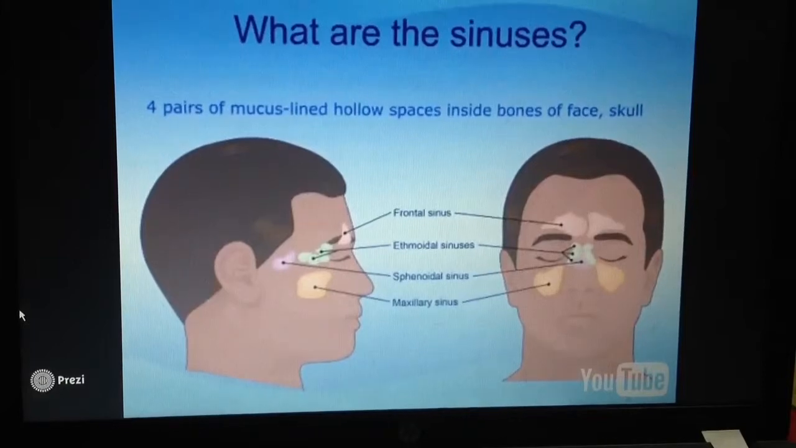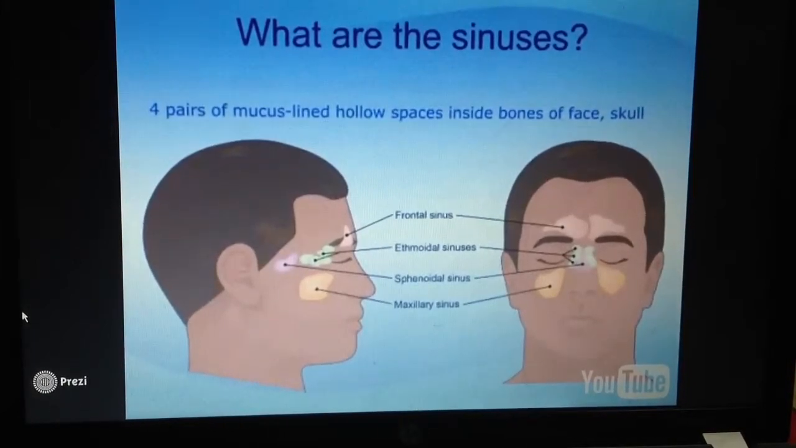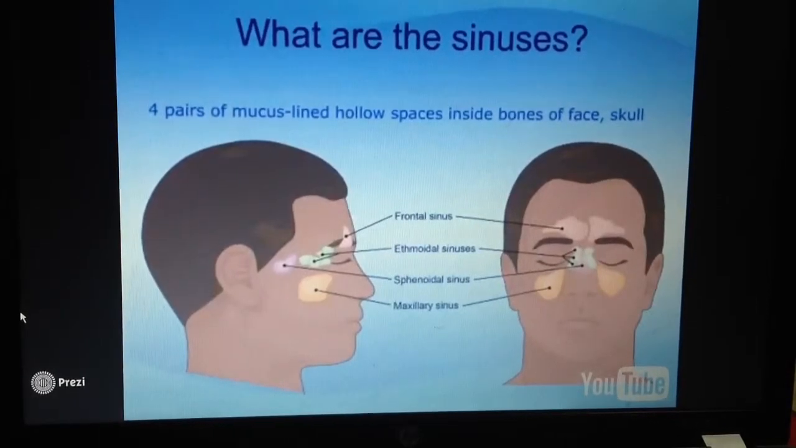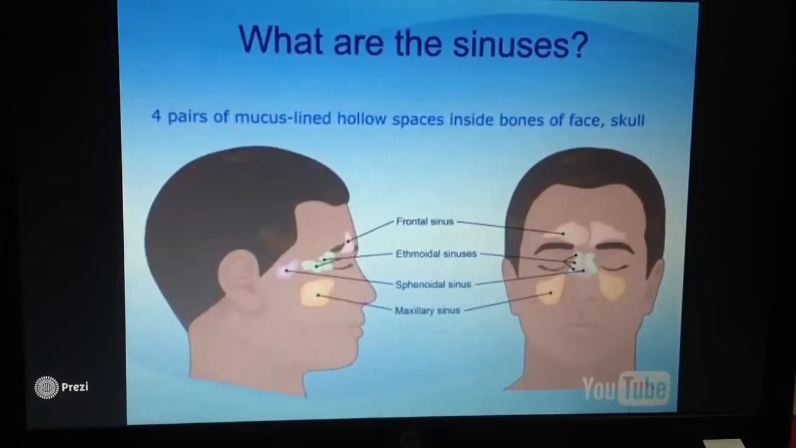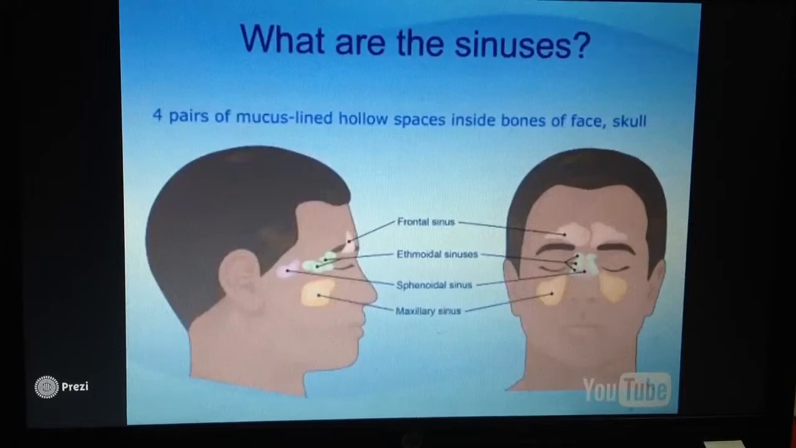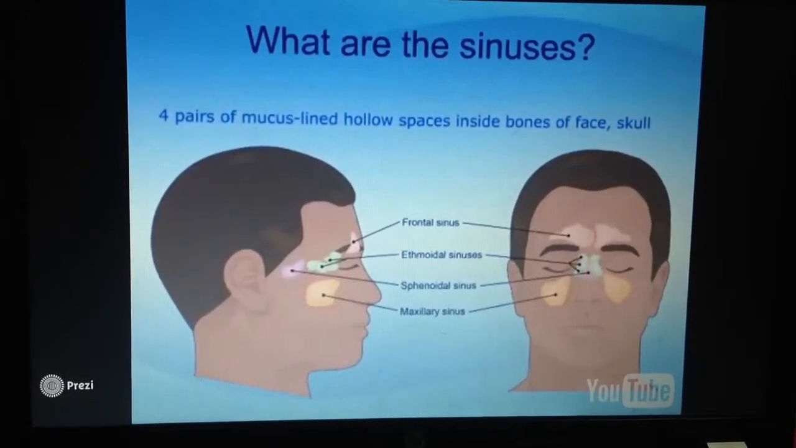Though their exact function is unknown, it is thought that the sinuses help to warm, humidify, and filter inhaled air, regulate pressure within the nose, contribute to immune defense, lighten the weight of the skull, give resonance to the voice, absorb shock from blows to the face, and contribute to facial growth.